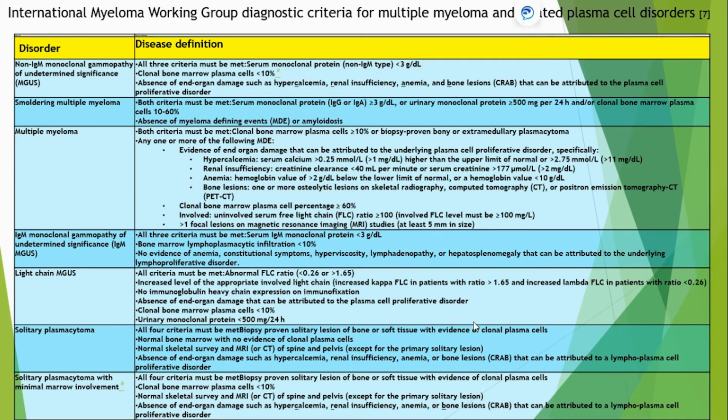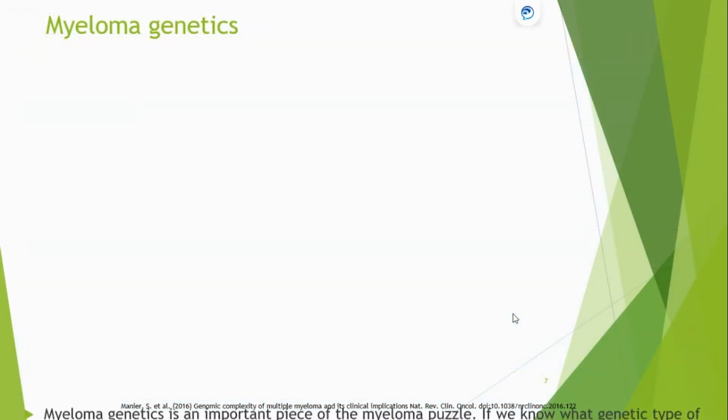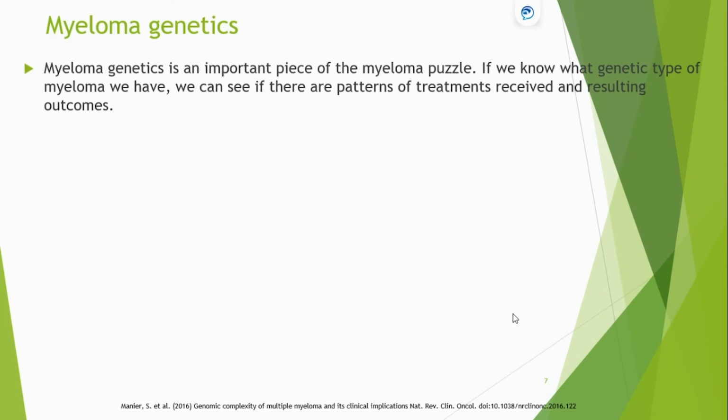In terms of diagnosis of multiple myeloma, genetics or cytogenetics don't have any place. The diagnosis is actually based on clinical and some paraclinical testing, and as you can see in this big, busy table, there are criteria for the diagnosis of myeloma. However, myeloma genetics is an important piece of the myeloma puzzle. If we could figure out the genetic type of myeloma, we can help the patients, predict the pattern of treatments they can receive, and also the outcomes of treatment and prognosis of the patients.